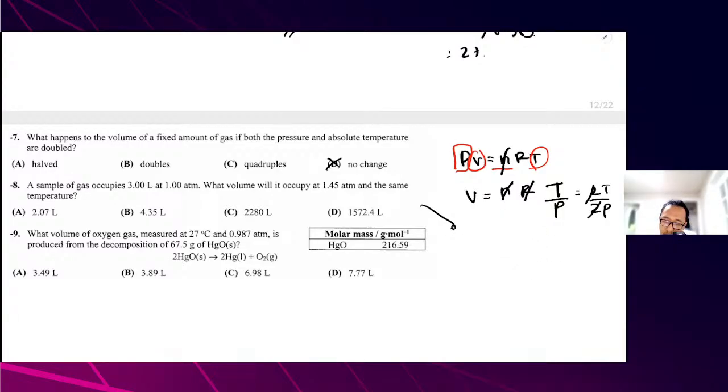A sample of gas occupies 3 liters at 1 atm. What volume will it occupy at 1.45 atm? Okay, so just using PV = nRT, and then PV = nRT again. The question is the volume.